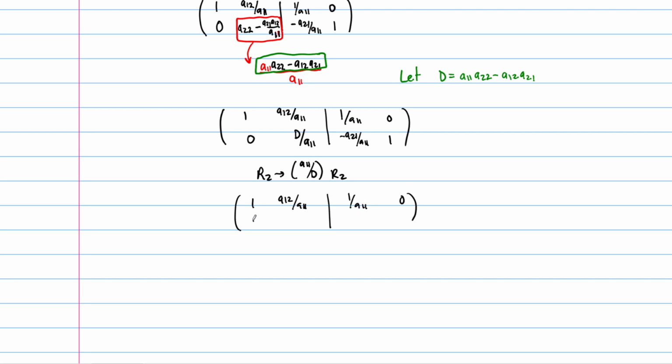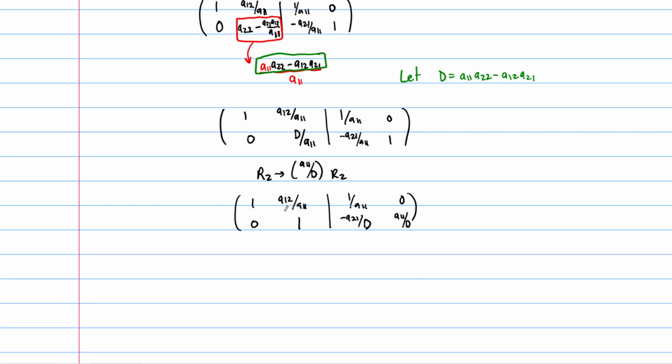The second row is now going to become 0, 1. Now we're going to end up with D multiplying by D over A11. So that's just going to replace this denominator. That's going to make this minus A21 over D, right? And so this one is then just going to become A11 over D, right? Because that was a 1. So that's that.